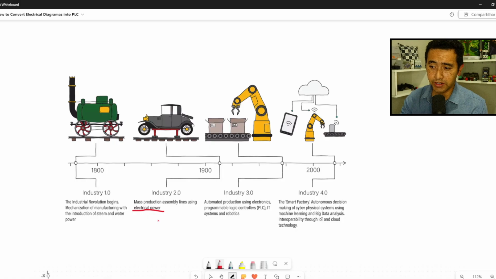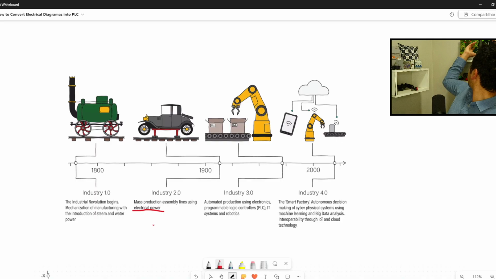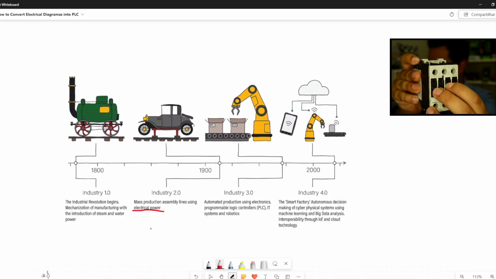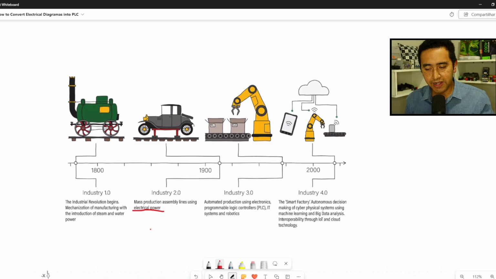And when the contactor was invented, in my opinion, that is when automation started, because automation is only possible with indirect, direct starters. Then I have here a contactor, right? The contactor was born in the 1900s, 1929. I think this is 1929.